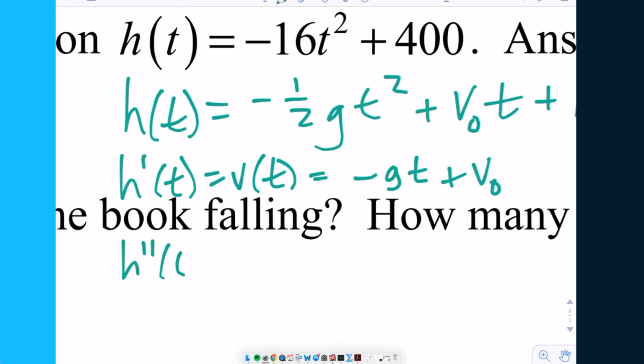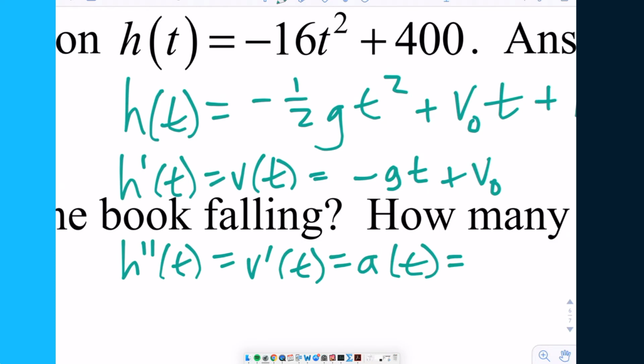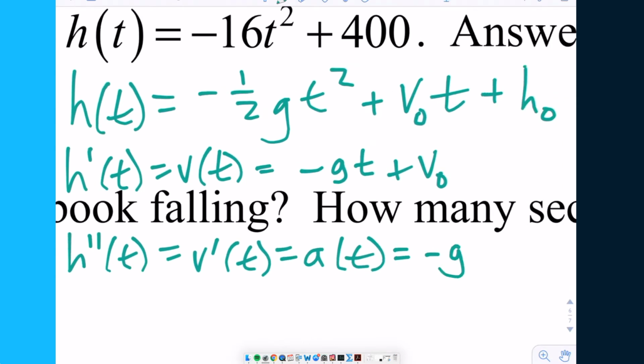And then, of course, h double prime of t would equal v prime of t, which we call a of t. Let's see what that is. What is the derivative of negative g, the constant, times t, the variable? Negative g. And then what is v sub o's derivative? 0. So look what we have here. We have the acceleration of a falling object near the surface of the earth, neglecting wind resistance and birds flying by, and all the other shenanigans. The acceleration due to gravity is known as just negative g, the gravitational constant.